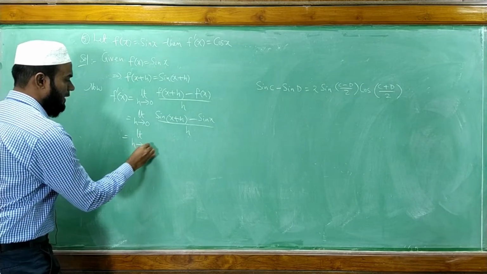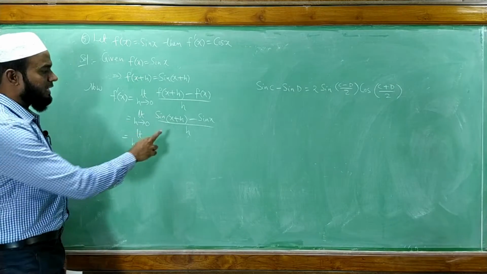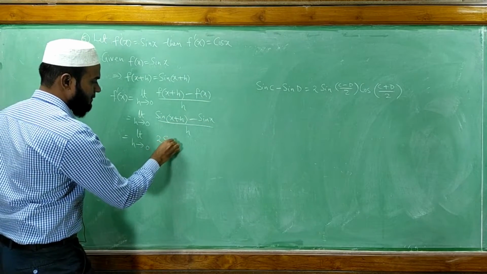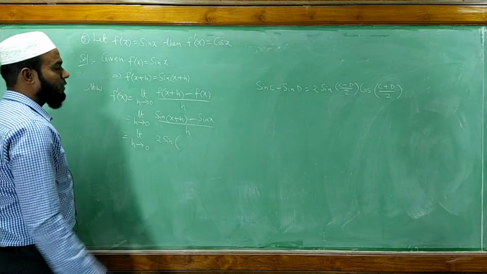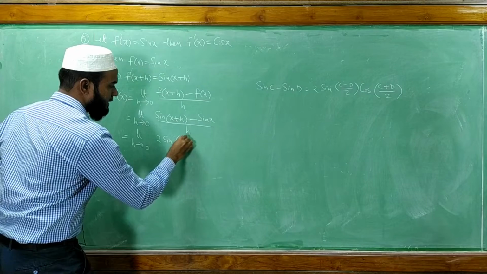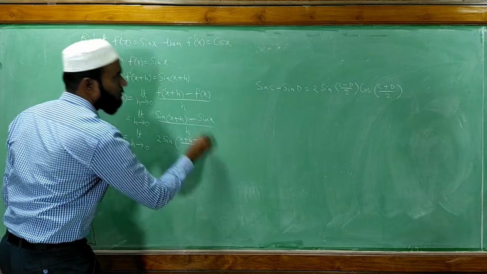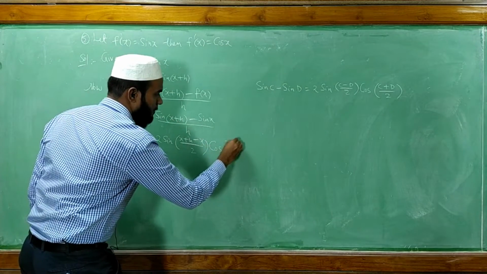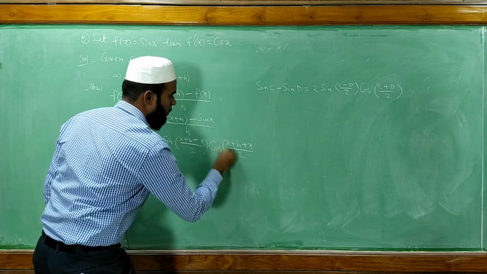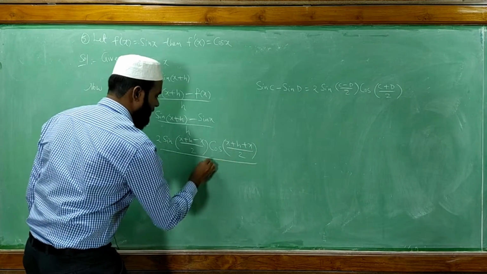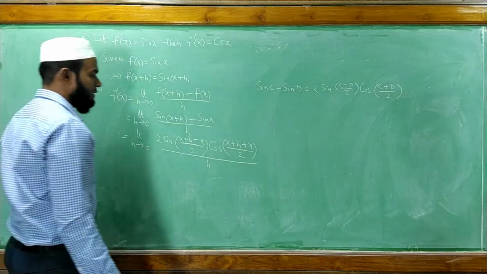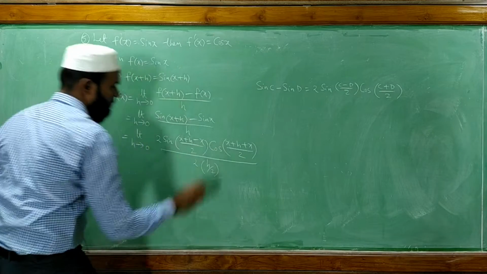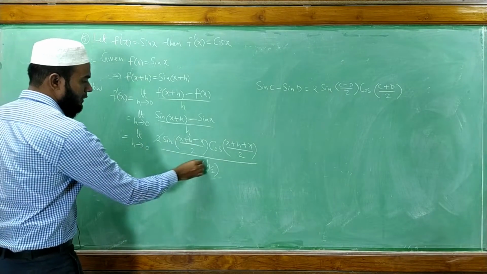Limit h goes to 0. In place of c I have x plus h, and in place of d I have x. So 2 sine of c minus d by 2, that is x plus h minus x by 2, into cos of c plus d by 2, that is x plus h plus x by 2. This whole thing is divided by h, right? So what I am going to do is multiply with 2 here and divide with 2, and I will cancel out this 2 and this 2.